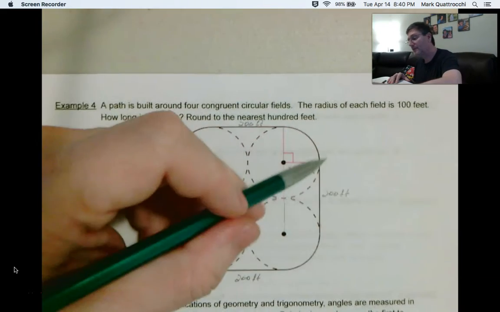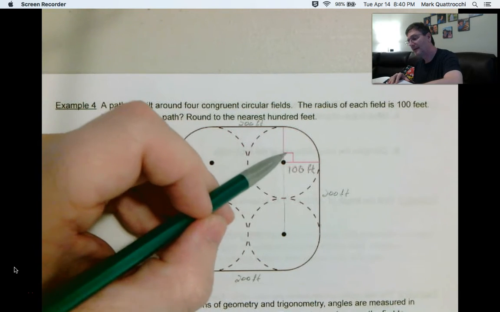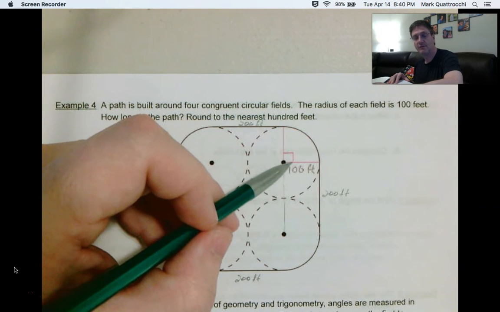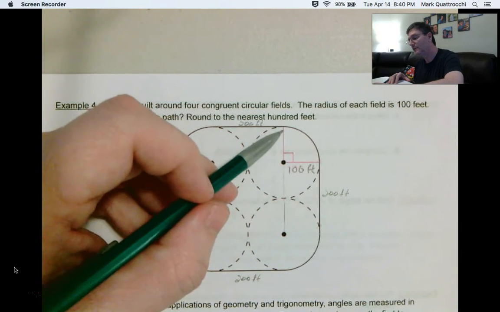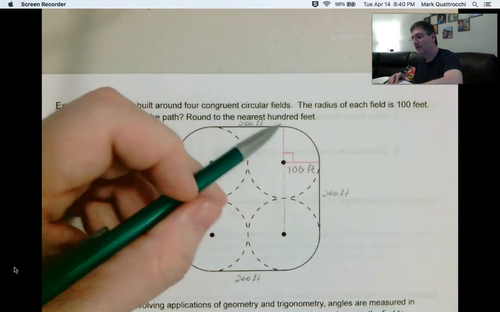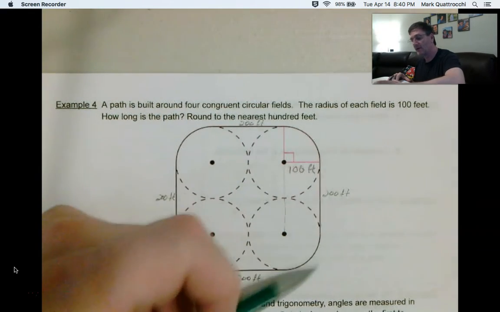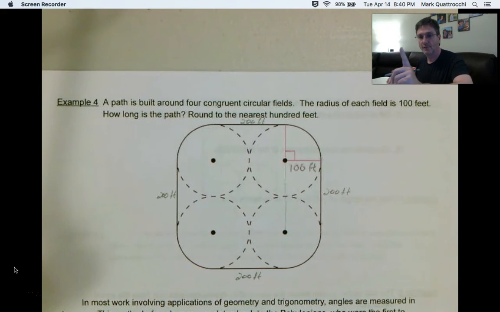What do we have left? The rounded corners. This is 90 degrees. 90 degrees is 1/4 of the circle, because 90 degrees is 1/4 of 360 degrees. Another fourth, another fourth, another fourth. So in other words, these 4 rounded pieces come together to make one full circle.